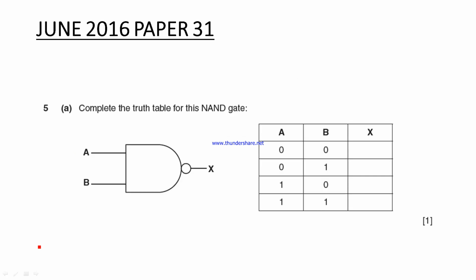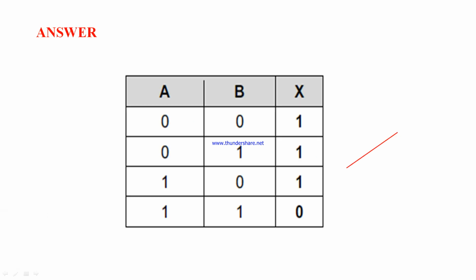Next, let's look at another question. So the next question is easy. You have a NAND gate now. So we are doing NAND gate. What does NAND mean? You multiply them and then you invert them. 0 times 0 is 0. Inverse equals 1. 0 times 1 is 0. Inverse is 1. 1 times 0 is 0. Inverse is 1. 1 times 1 is 1. Inverse is 0. So let's check the answer. Yes, that's done. It's good.